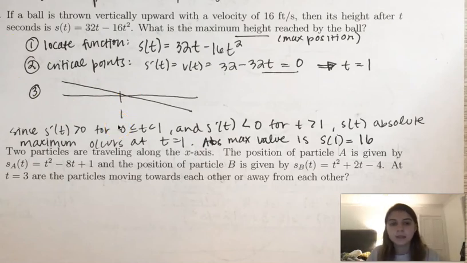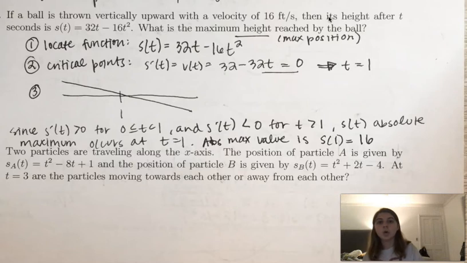And then we need to know, well, what's the value of it at t equals 1? The question asks, what is the maximum height? So first we figured out that the maximum height happens a second after you throw it, but we need to know what the height is. So then we just plug it into this position function. So we have s of 1. What is the position at t equals 1? And we get 32 minus 16, and the answer is 16. So our maximum height reached by the ball is going to be 16 feet.